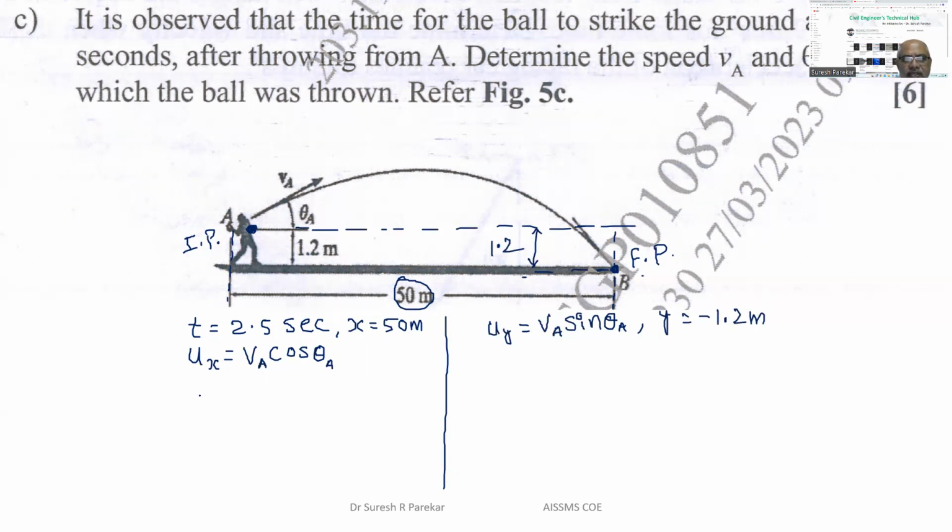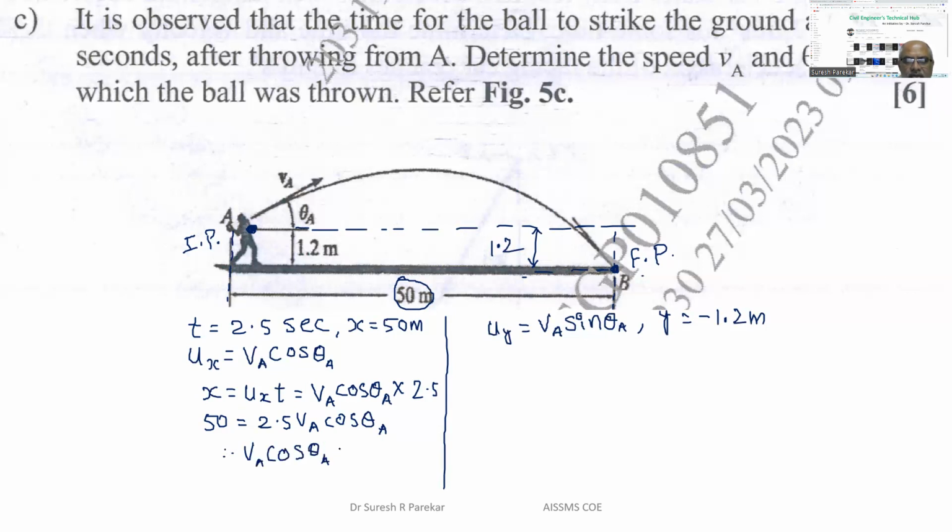And then write the equation. So first we have x equal to ux into t. Ux we have as VA cos theta A, into t. t is 2.5. Now x we have as 50. So we have 50 equal to 2.5 VA cos theta A. And from this we get the first equation. Therefore, VA cos theta A equals 20. This is my equation 1.